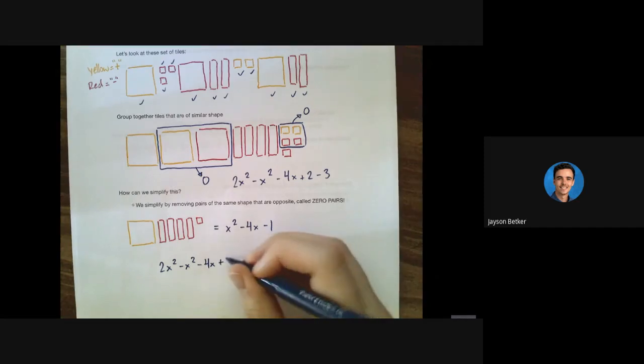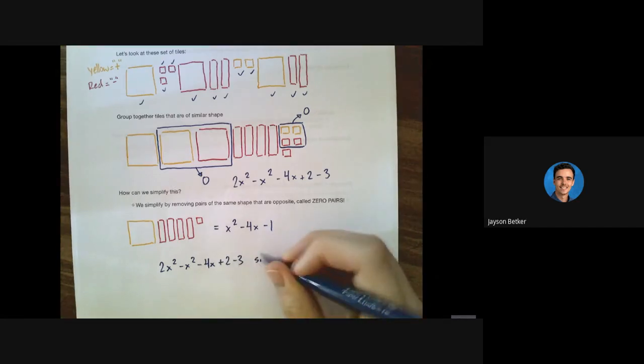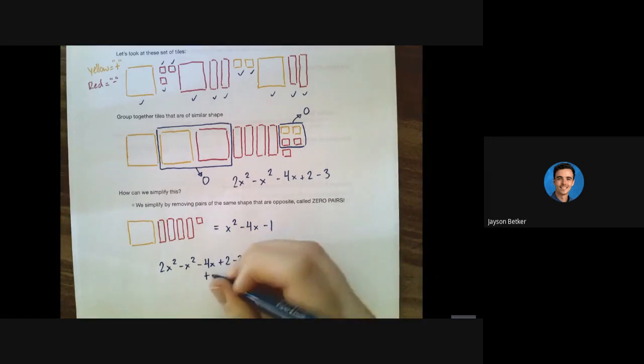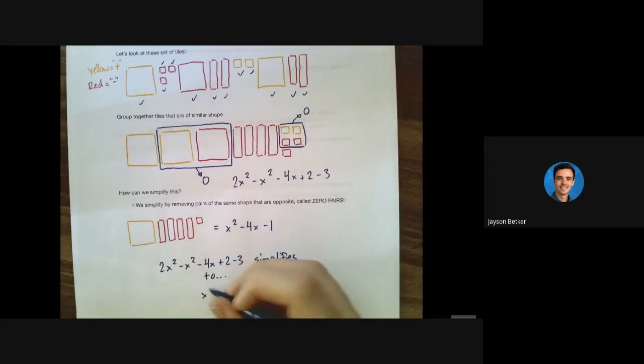So what this basically told us is that 2x squared minus x squared minus 4x plus 2 minus 3 simplifies to x squared minus 4x minus 1. We just saw it visually. Okay, so that's what we learned there. Let's move on to the next example, the next page.